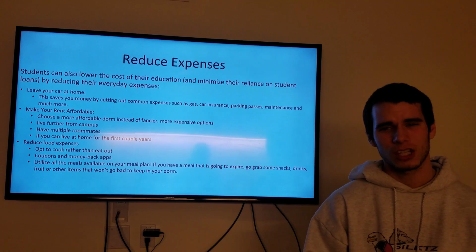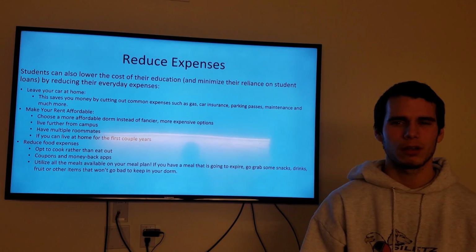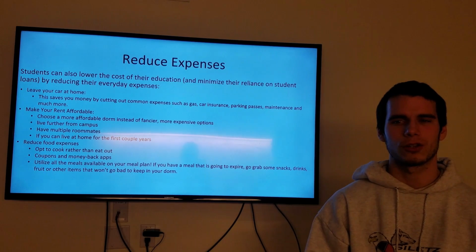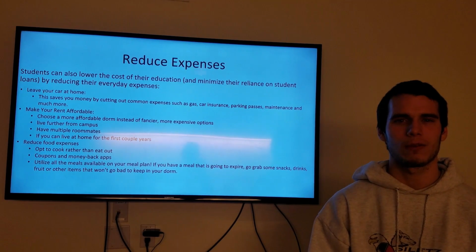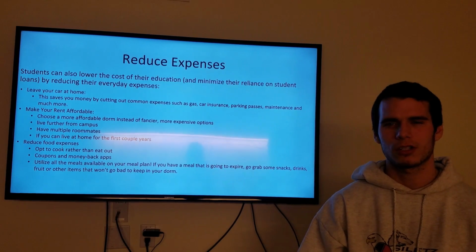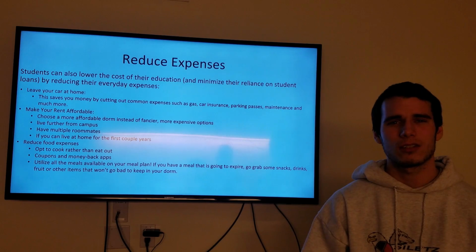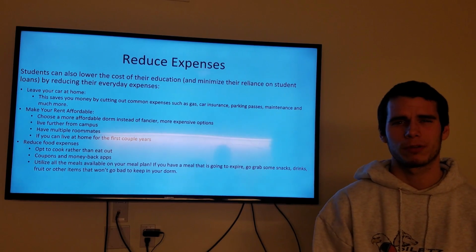Also, if you're in a college that gives you free meals or a meal card, utilize that. You really need to use that to make sure that you're using all of your money's worth. Get some of the things that don't perish. Get like some snacks or some drinks, even some fruit because it does last a while. And then things that just don't go bad, keep them in your dorm room for some snacks every now and again.